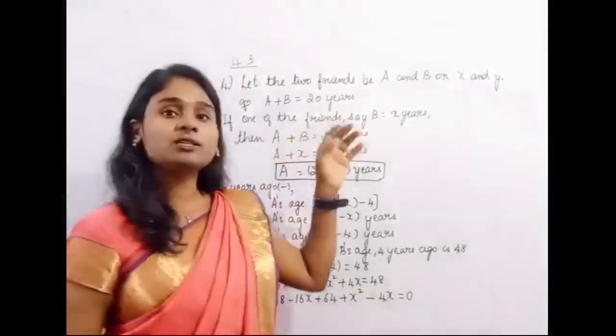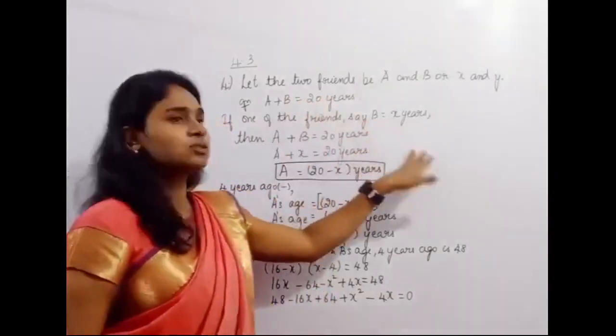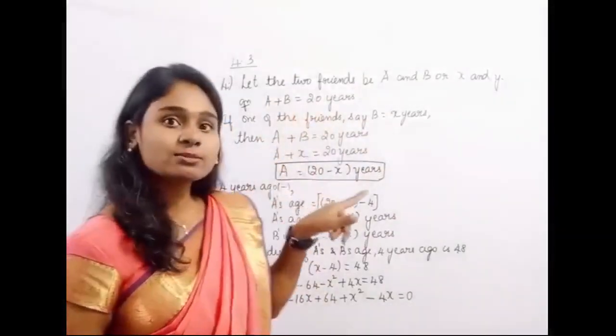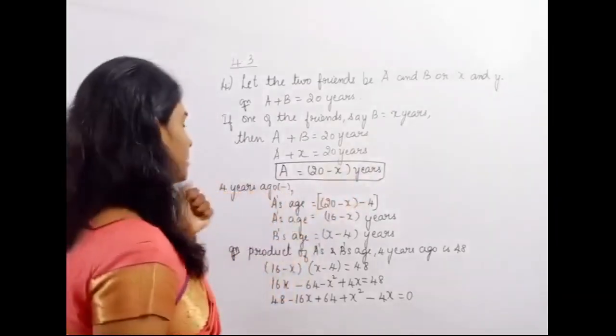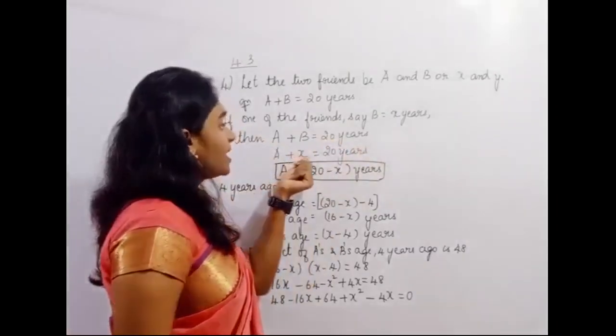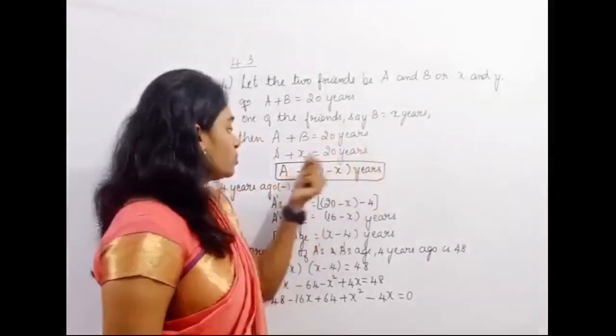A will be obviously 20 minus X, right? Because the sum of A and B is 20. Now, A plus B is equal to 20 years. A plus X is equal to 20 years. Then A will be equal to 20 minus X years old.